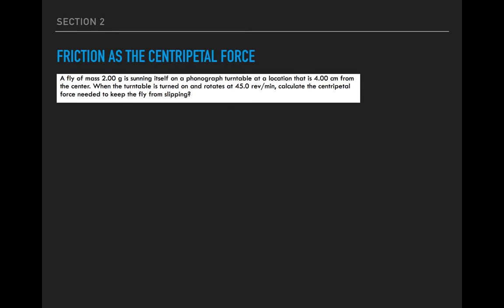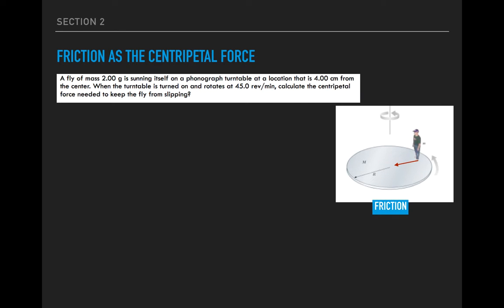So we'll do some centripetal force calculations. Okay, we have a fly of mass 2 grams sunning itself on a turntable, 4 centimeters from the center. When the turntable is turned on and rotates at 45 revolutions per minute, or 45 rotations per minute, calculate the centripetal force needed to keep the fly from slipping. So it's that kind of situation.